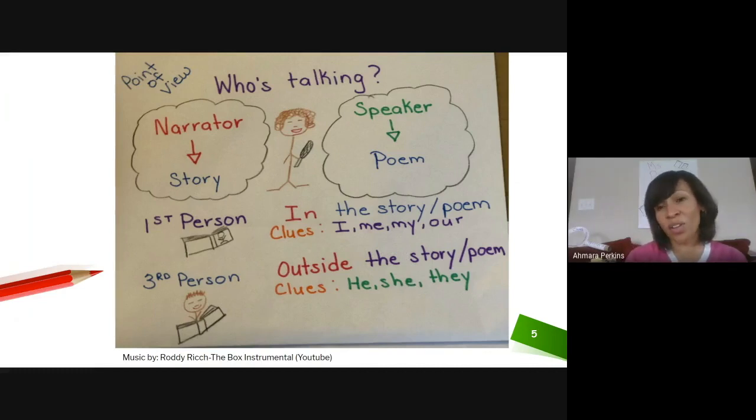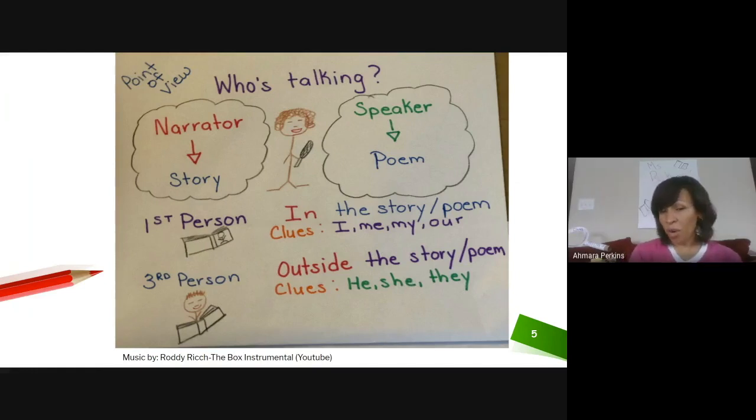Okay. Third person point of, oh, let me go back. So your clue words to help you are called pronouns. I, me, mine, our are all your clue words, okay? You can also add we in there. And those clue words help you to understand that the point of view is a first person point of view.